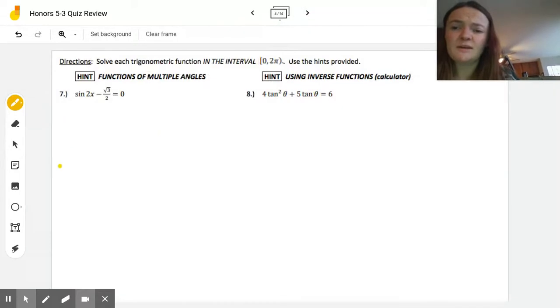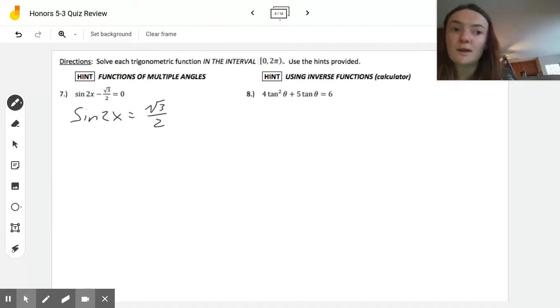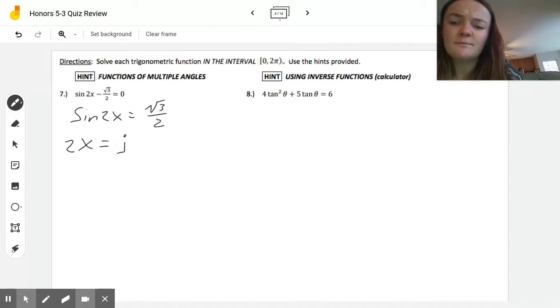Number 7, using multiple angles. So what I'm going to do here, I'm just going to move everything to one side. So I get sine of 2x is equal to radical 3 over 2. I don't know very much about sine of 2x, but I know a ton about sine of x. So I'm going to actually replace 2x with j for Miss Johnson. So we're going to say sine of j is equal to radical 3 over 2.